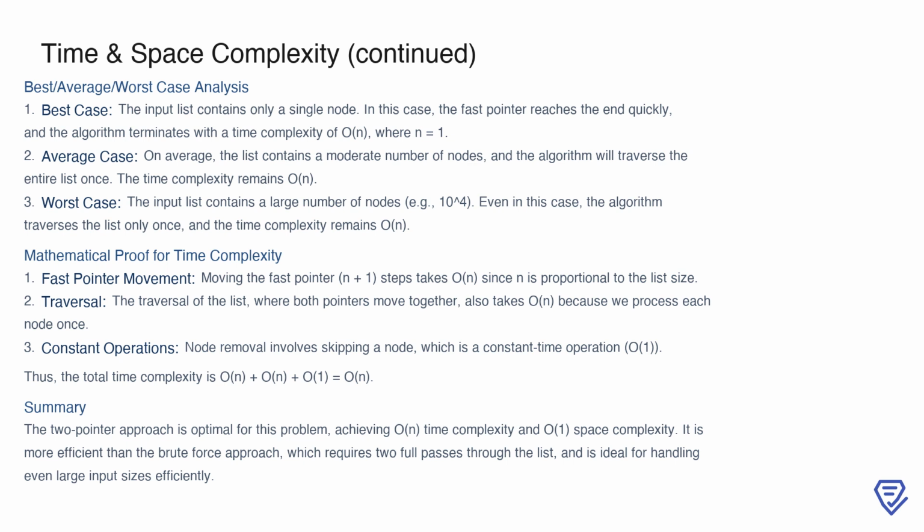In the worst case, where the list contains a large number of nodes, such as 10 to the power of 4, the algorithm still processes each node only once, resulting in the same O(n) time complexity. Mathematically, the fast pointer's initial movement takes O(n), the traversal with both pointers also takes O(n), and the constant time node removal contributes O(1). Summing these, the total time complexity is O(n). This analysis highlights the optimality of the two-pointer approach, which achieves O(n) time and O(1) space complexity, making it ideal for efficient handling of both small and large input sizes.